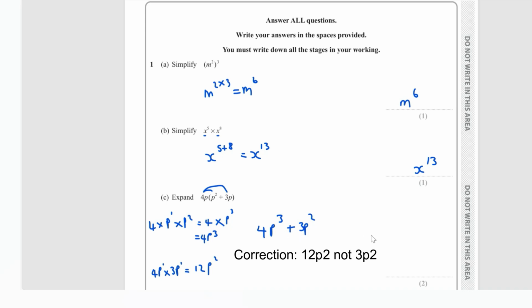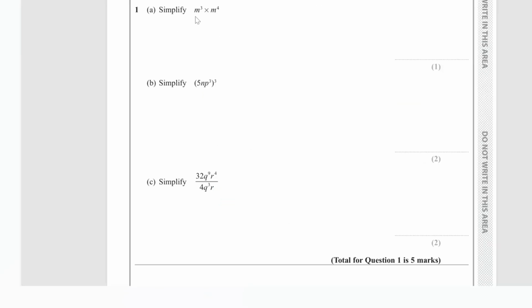Looking at another question, here we've got m to the power of 3 multiplied by m to the power of 4. So again, we've got the same base, so we just add the powers together, which will give us m to the power of 7.